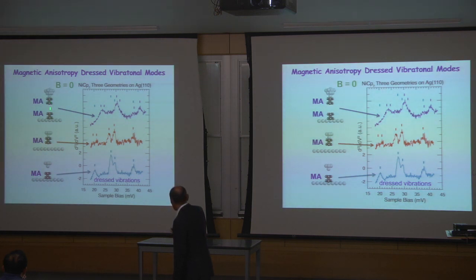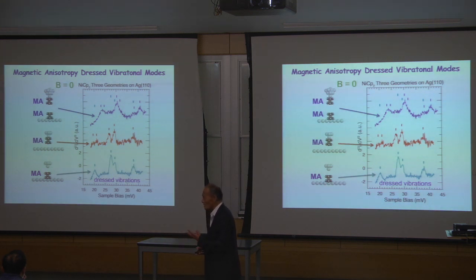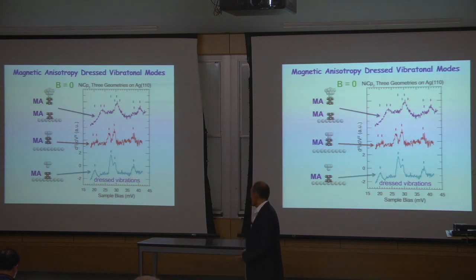So if you have two molecules like this, remember that for the two molecules, you have this double loss mode, the double magnetic anisotropy. You have a magnetic anisotropy excitation on this molecule, and a magnetic anisotropy excitation on this molecule. And this combined vibrational magnetic anisotropy excitation occurs at about 7 millivolt. In this case, the magnetic anisotropy is about 4 millivolt.